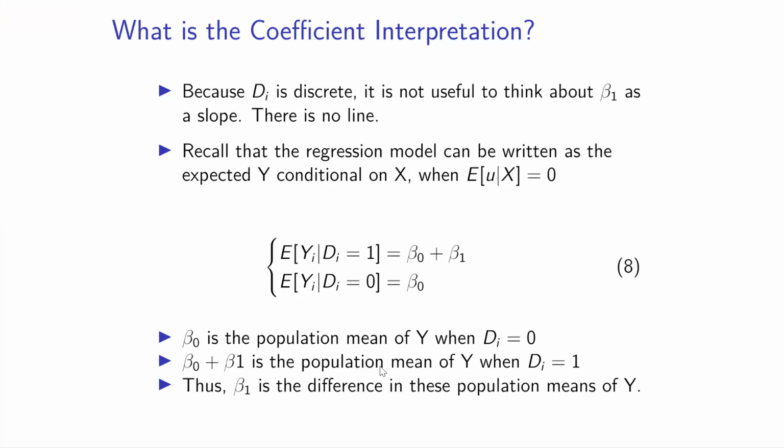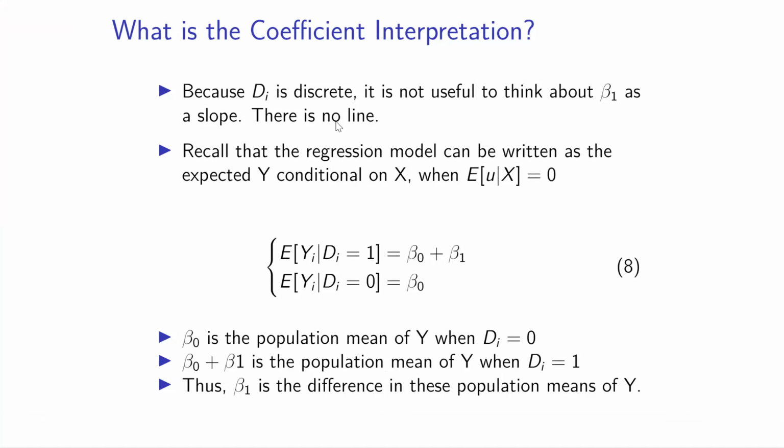Now, how do we interpret the meaning of the coefficient for the dummy variable? Previously, the regressor is assumed to be continuous, and hence the coefficient for the regressor is the slope of the best fitted line. When your only regressor is a dummy variable, this regressor is a discrete variable, and hence we can no longer think of beta 1 as the slope of the line because there's no line.